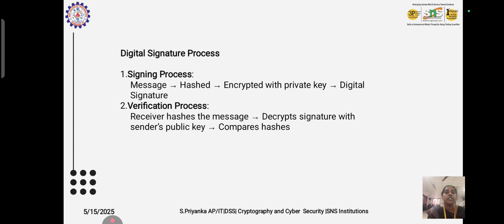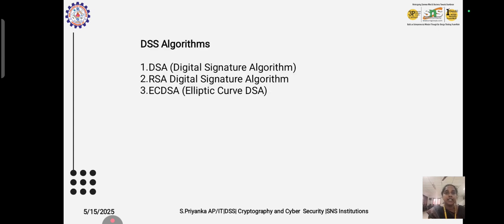Using the private key it is encrypted, and finally the digital signature is used for verification. Next is the verification process. In this, the receiver hashes the message, and then decrypts the signature with the sender's public key. Then finally it compares the hashes of both. First is your signing process and then your verification process. These two are the main processes of the digital signature.